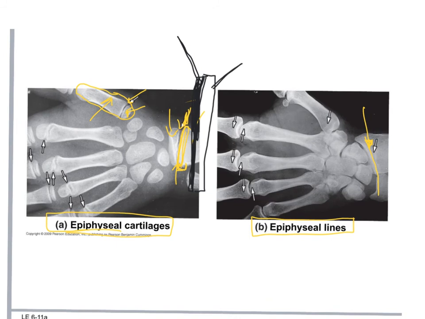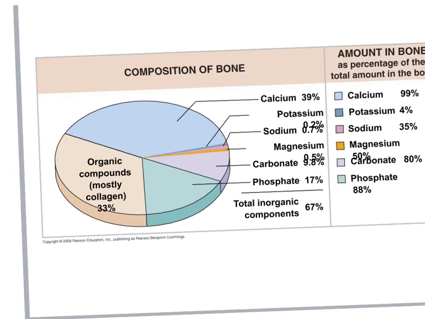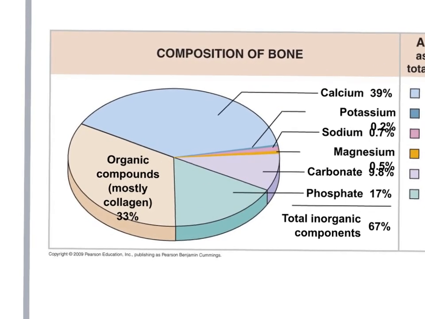Okay, so when we come back, I'm going to go over one other thing here quickly, and then I'm going to get into some hormones and some disorders like osteoporosis. But this is just the composition of bone, and I want to make sure that you understand what all of the bone tissue is made of.